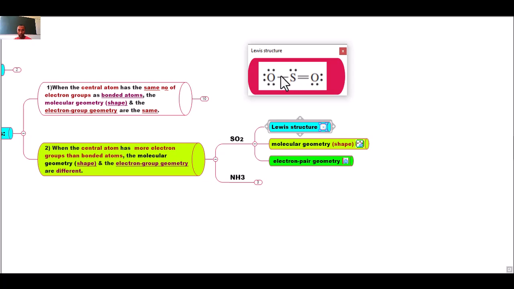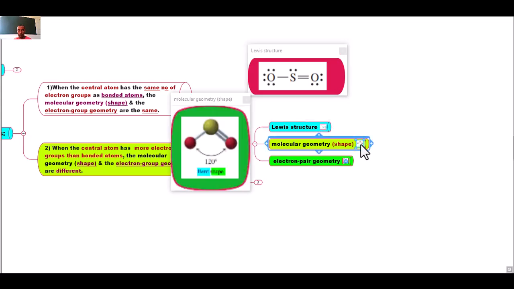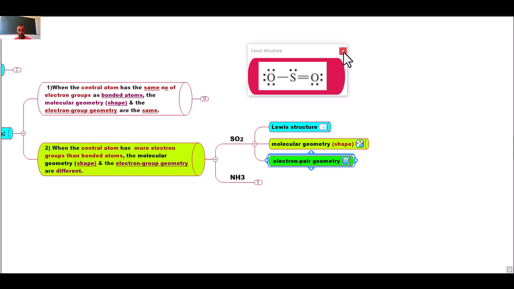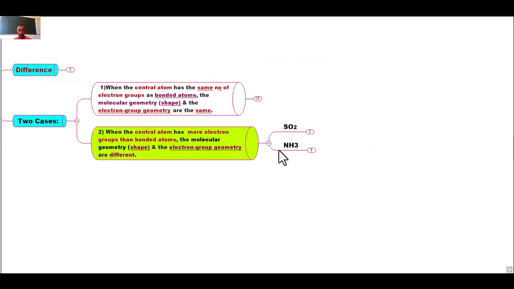1 electron group, 2 electron groups, and 3 electron groups. Count the double bond as a single electron group. We have 3 electron groups and 2 atoms that surround the central atom. So in this case, the molecular geometry and the electron pair geometry are different. The molecular geometry is bent, and the electron pair geometry is trigonal planar. This is one example. Another example is ammonia.